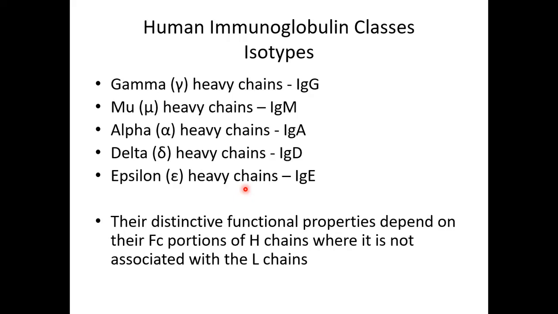There are about 5 types or subclasses of the heavy chain in humans, and these are designated as IgG, IgM, IgA, IgD, and IgE. Their distinctive functional properties depend on the Fc portions of the heavy chains, which are not associated with the shorter light chains.